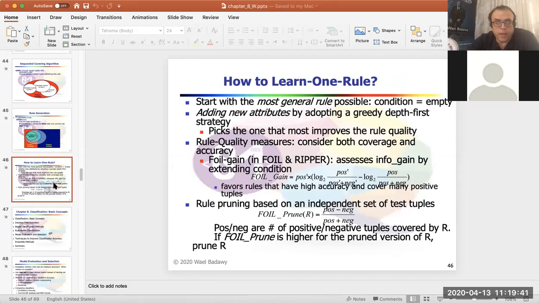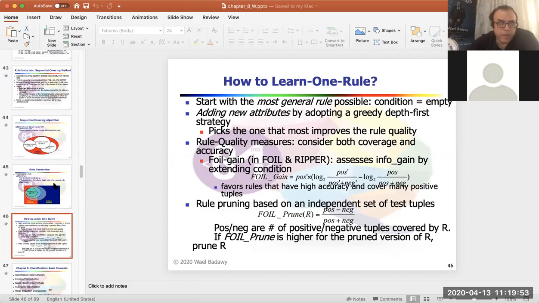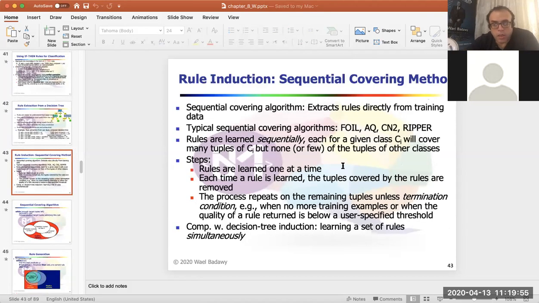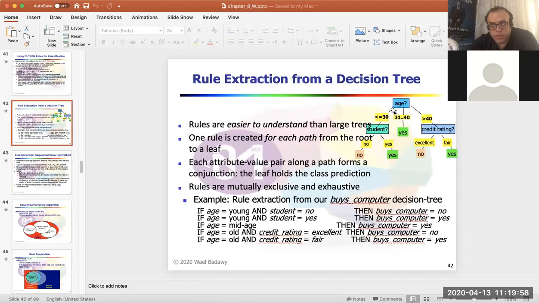So here we talk about how to build a rule. You start with the most general rule. You try to add attributes, following a depth first strategy. So I will start here from the age, and then I will go depth first. I decided to go this way first, so I will go student. Then what's after student, I will figure it out.